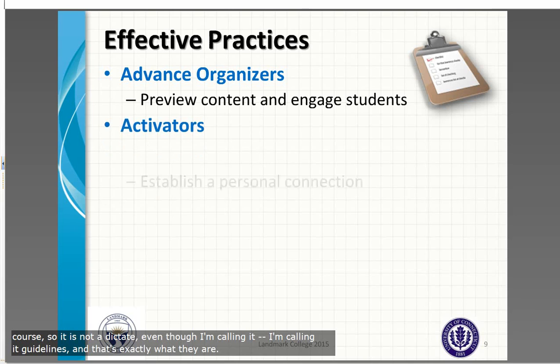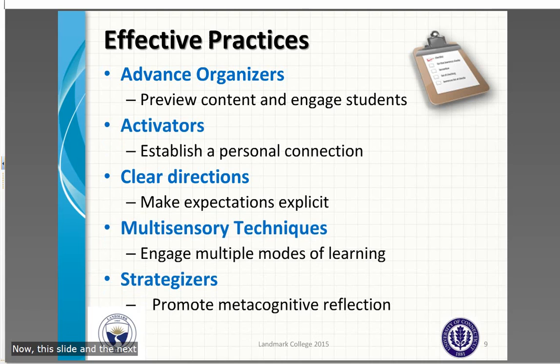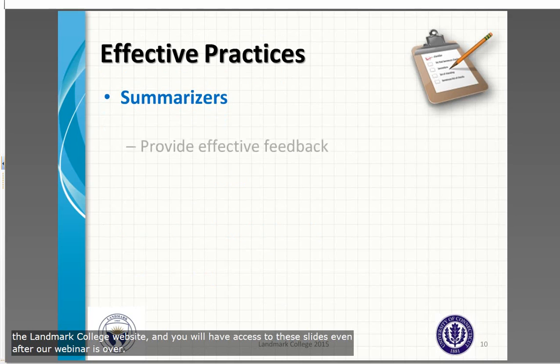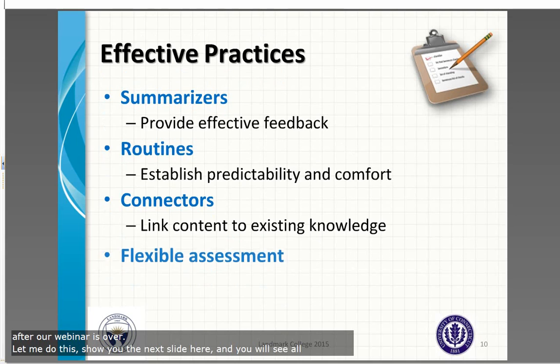Now, this slide and the next slide are more examples of effective practices anchored in the UDL framework. I'm not going to go into details here, but these will be posted on the Morgan LaFay Center site at the Landmark College website, and you will have access to these slides even after our webinar is over. Let me show you the next slide here, and you will see all these examples of effective practice.